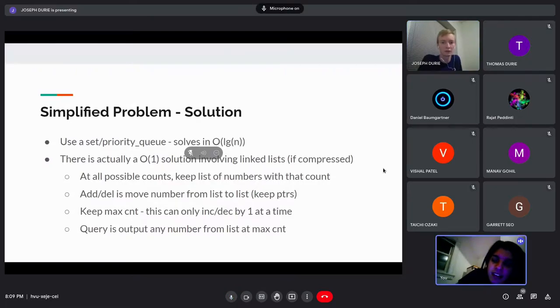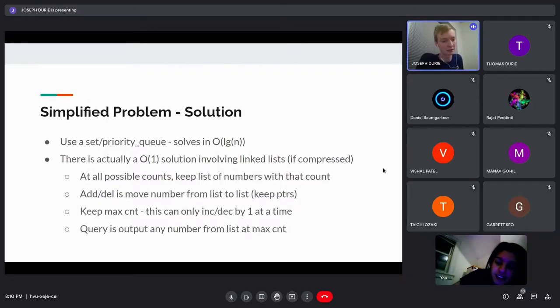Sorry, why is it necessary? I just thought about it again. Actually, how do you do the movement in O(1)? Because this is all indexed by count, right? Oh, I see. Just store the pointers. Yes, you're right. So the list of pointers needs to be compressed. That's why. For each number, you store a pointer.